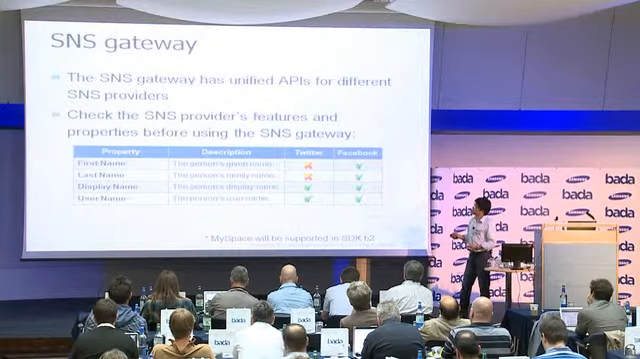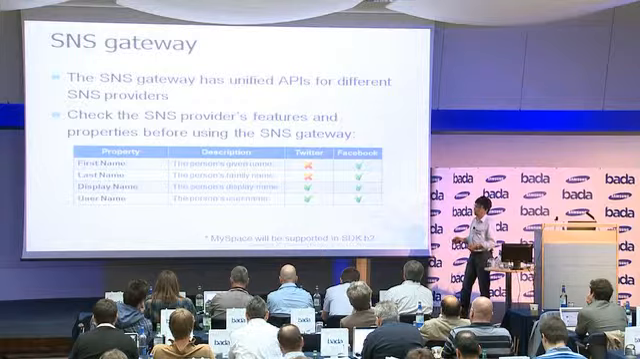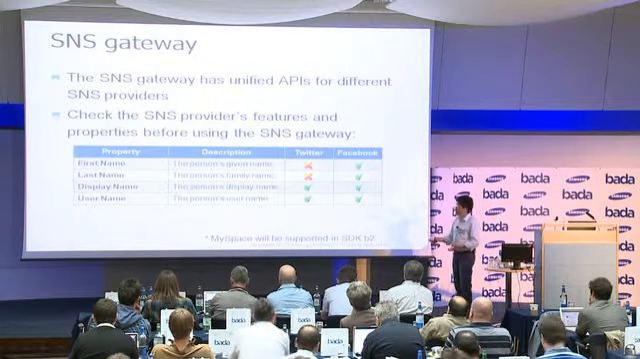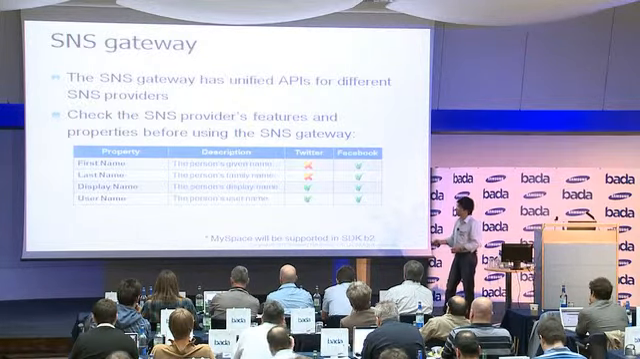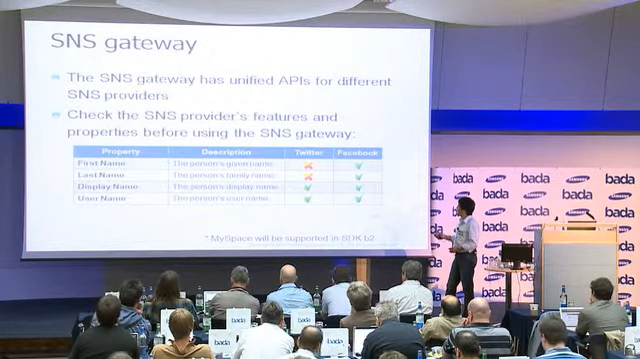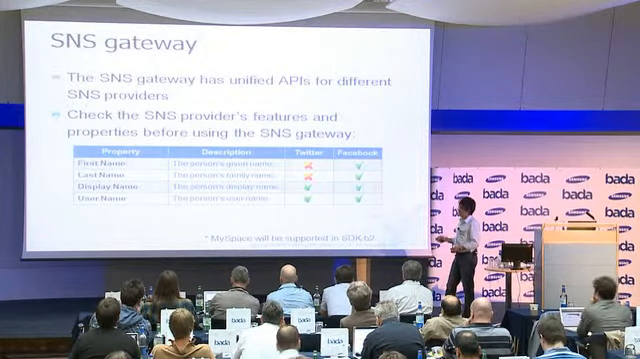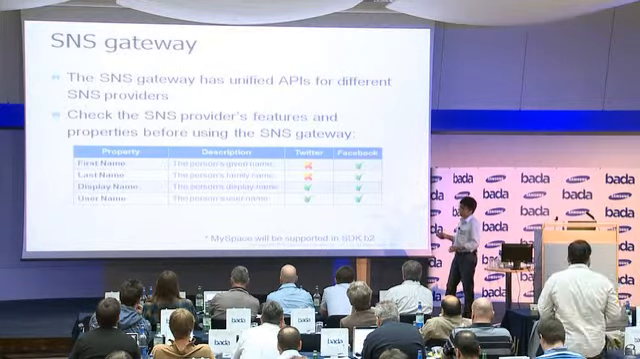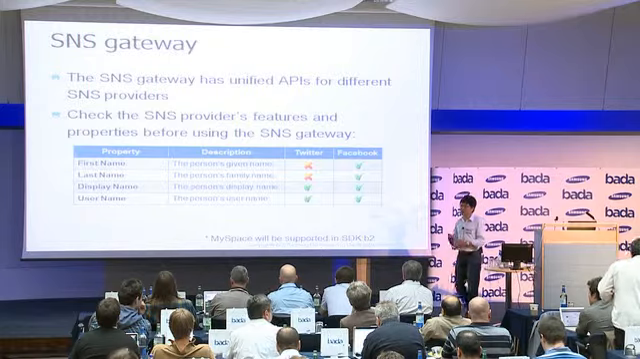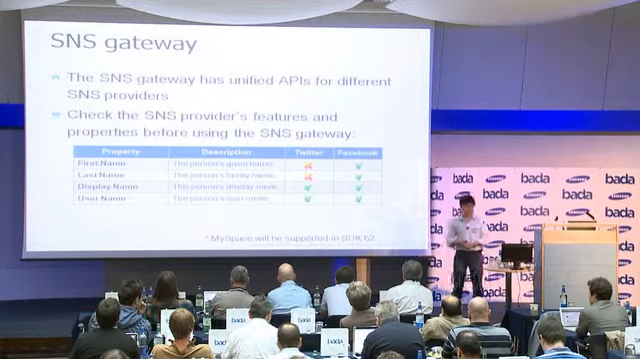There's some information you need before using the social network gateway. You need to check the provider's capability: what type of information you can get from the particular third-party provider, such as whether you can get the buddy's first name, last name, and whether you can get the display name or username. Twitter doesn't provide you the first name and last name, but Facebook does. So you want to check this information before using a particular social network provider.